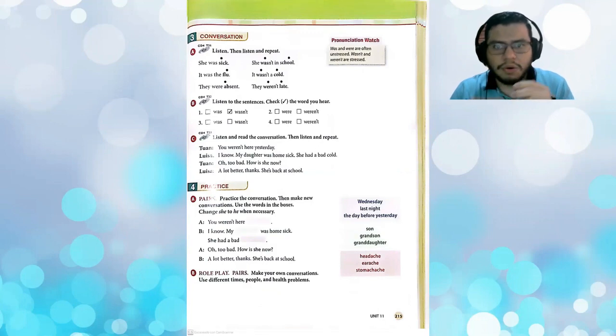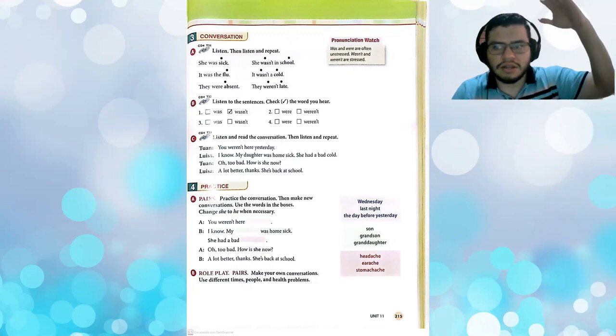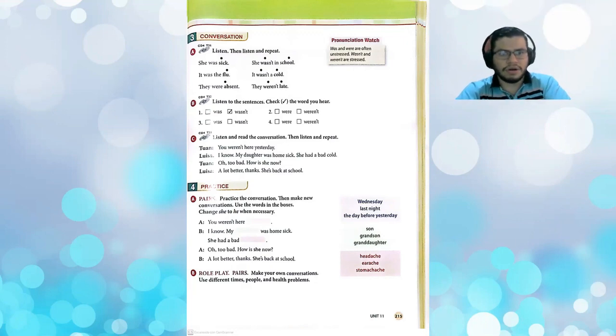Y si yo lo digo negativo, wasn't en vez de was, weren't en vez de were. ¿Y qué significa? Que cuando estamos hablando negativo suena más fuerte. Stress, stress. This is stronger or longer. Listen, then listen and repeat.